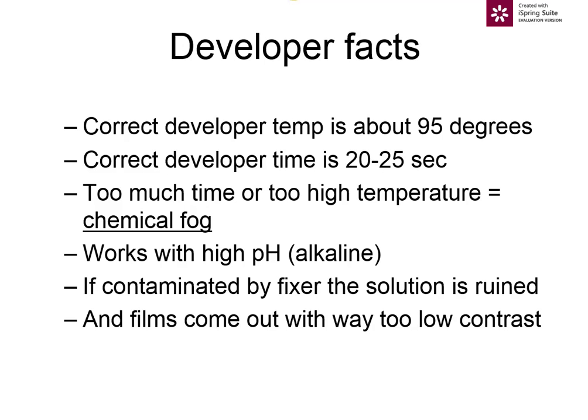Okay, some other developer facts here. Now, correct developer temperature, I'm going to change this just a little bit because there's a range. And different books, as always, have different ways of looking at things here. But let me point something out. It's going to be from 93, which you're going to see in a lot of cases, through 95. Okay, that's the temperature range that was acceptable. The reason for that is that if the developer temperature was too low, it wasn't very active. If the developer temperature was too high, it was too active. So you wanted to have it just right.